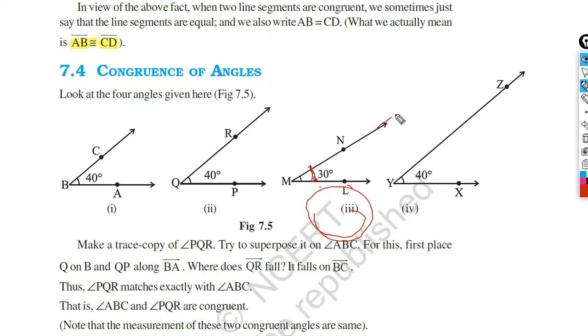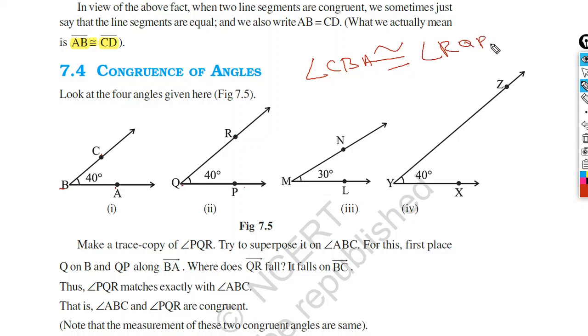If you extend this and this ray, can it be 30? Can the 30 be 40? No, the angle cannot be increased. The rays can be increased, but the angle cannot be increased. Okay? So here we can say angle CBA, or you can write ABC, is congruent to angle RQP, isn't it? Or angle RQP is also congruent to angle ZYX.